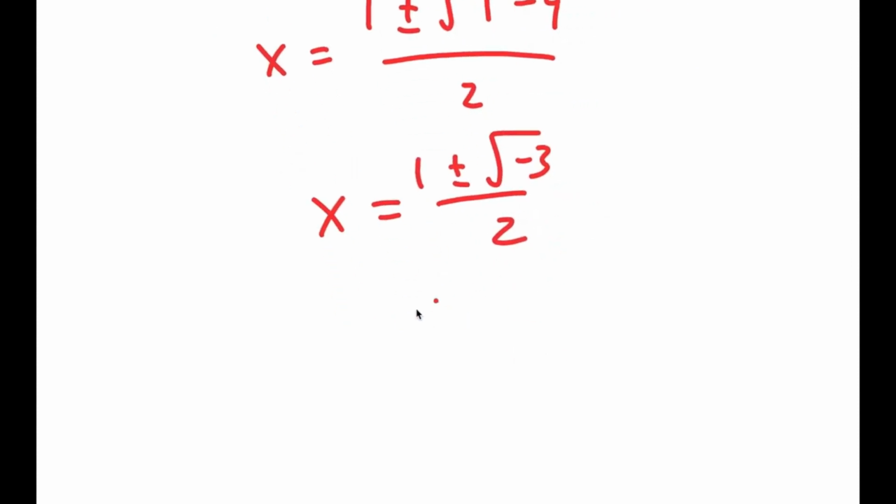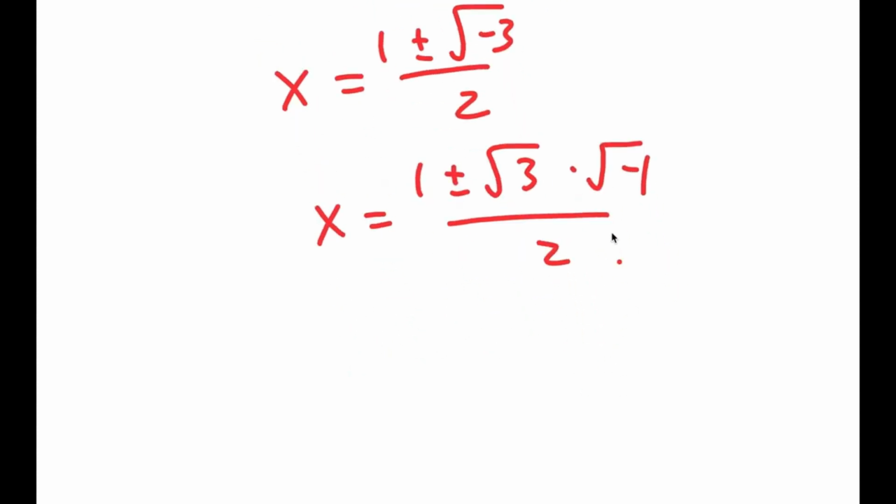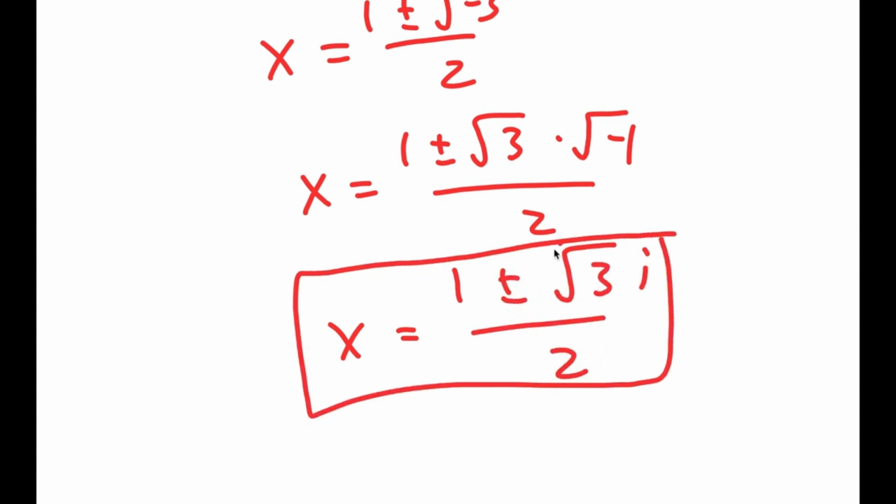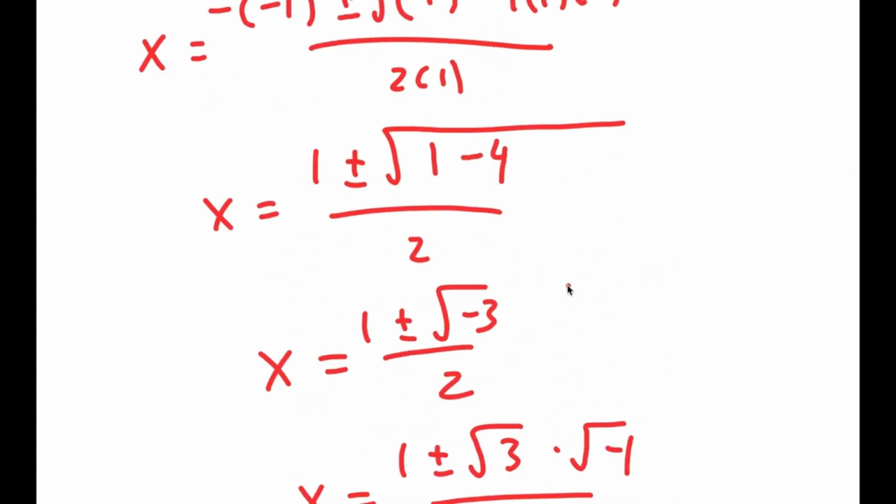And the square root of negative 3, I can rewrite that as the square root of 3 times the square root of negative 1. And if you didn't already know, the square root of negative 1 is equal to i. So I get 1 plus or minus the square root of 3 i over 2. So these are two more solutions, and these being imaginary solutions.